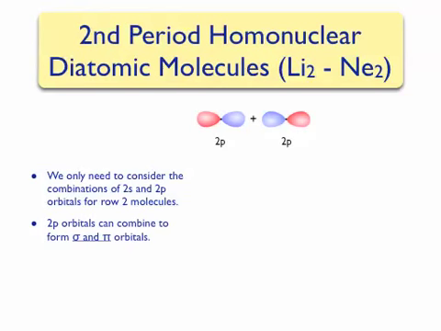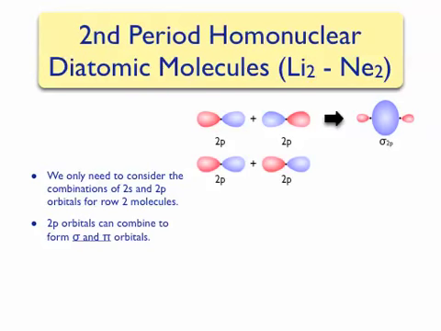If we add two 2p orbitals in phase with one another, so that the lobes are pointing directly towards one another, we'll get a sigma 2p orbital. The orbital will have sigma symmetry around the bonding axis.